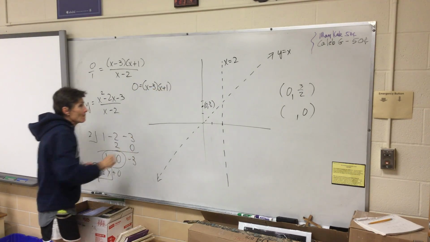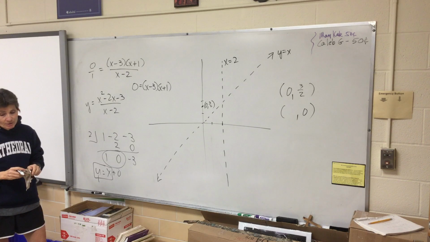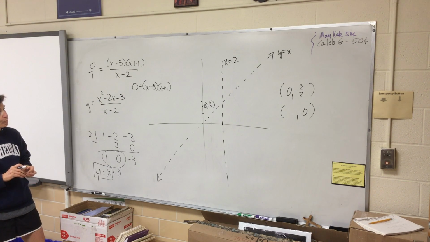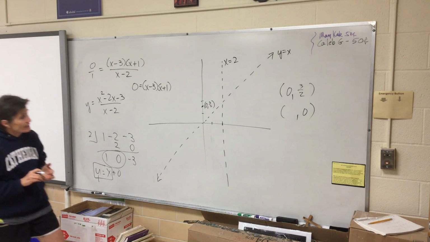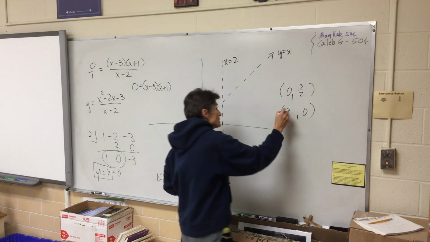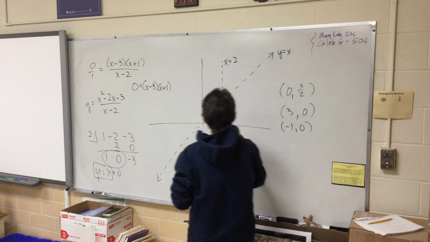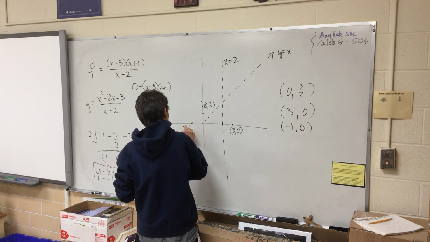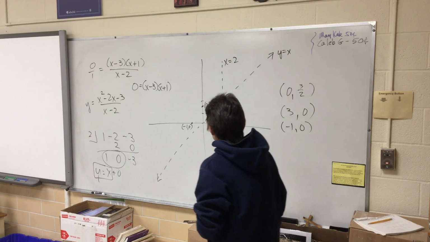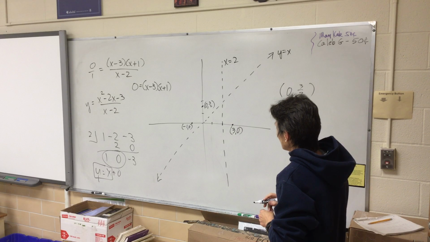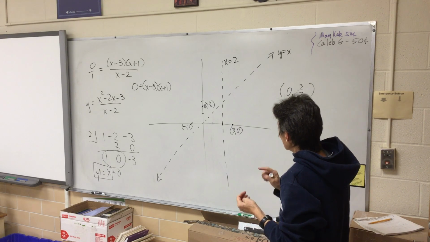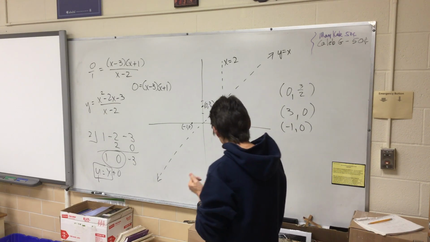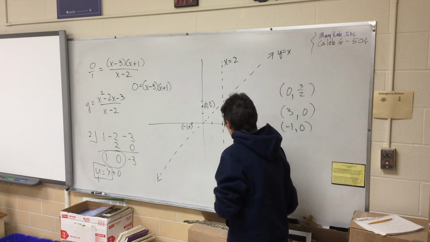So what does that mean my x-intercepts or my zeros are? 3 and negative 1. Yep. So I've got x-intercepts at 3 and negative 1. So I got one here, and I got one here. So my intercepts and my asymptotes are in there, and we don't have any holes. So I'm just going to go ahead and sketch the curve.